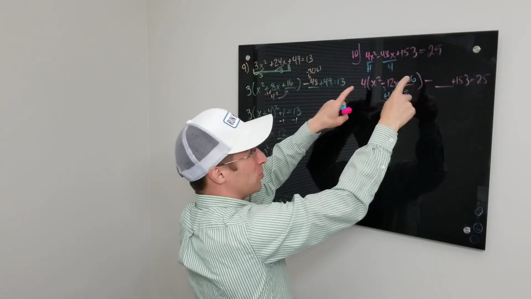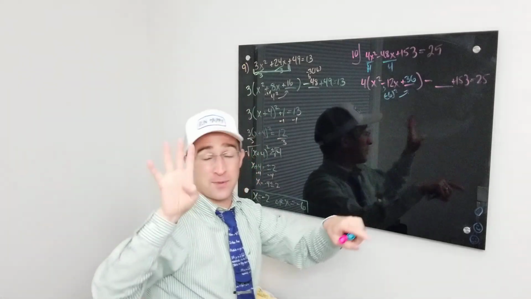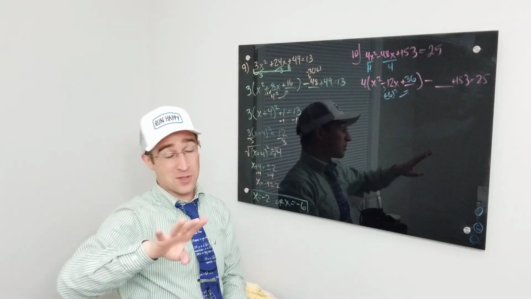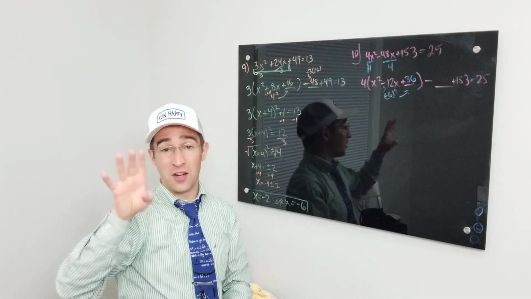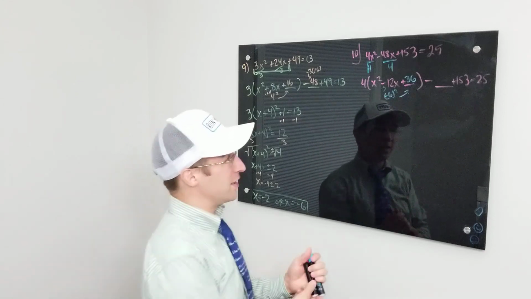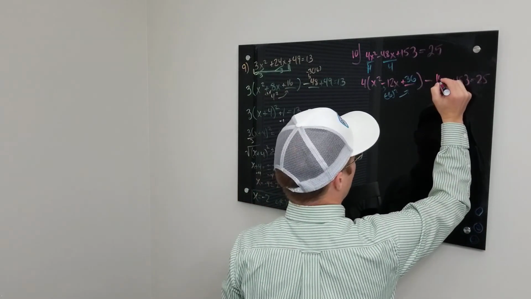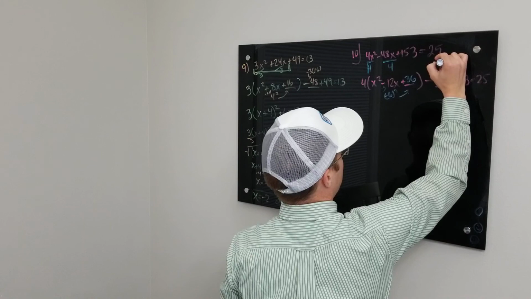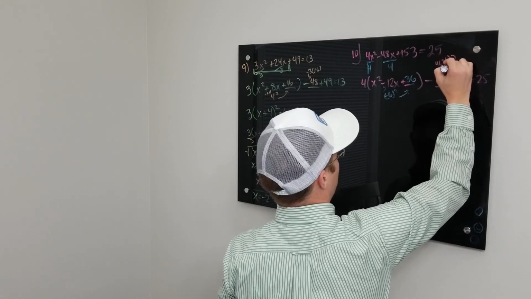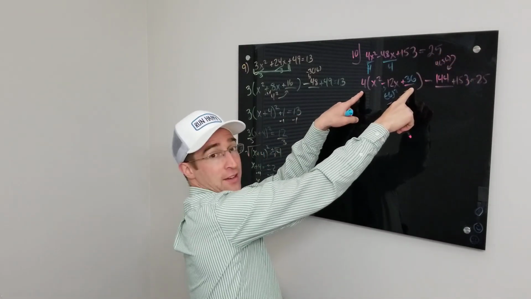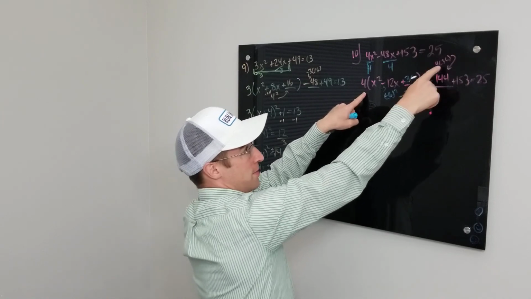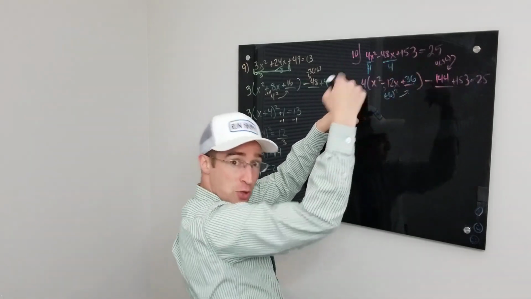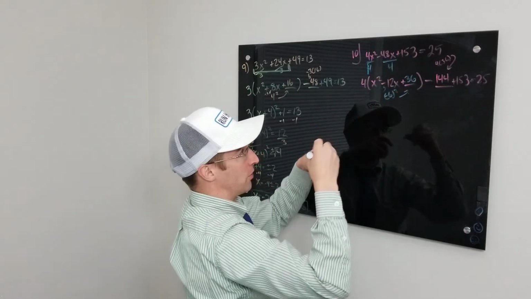So here, really what I'm adding is 4 times 36, which is 144. So I need to subtract 144, which is 4 times 36. That's where that 144 comes from. Multiplying that, because really I'm adding 36 4 times. So I need to subtract 36 4 times, or subtract 144.